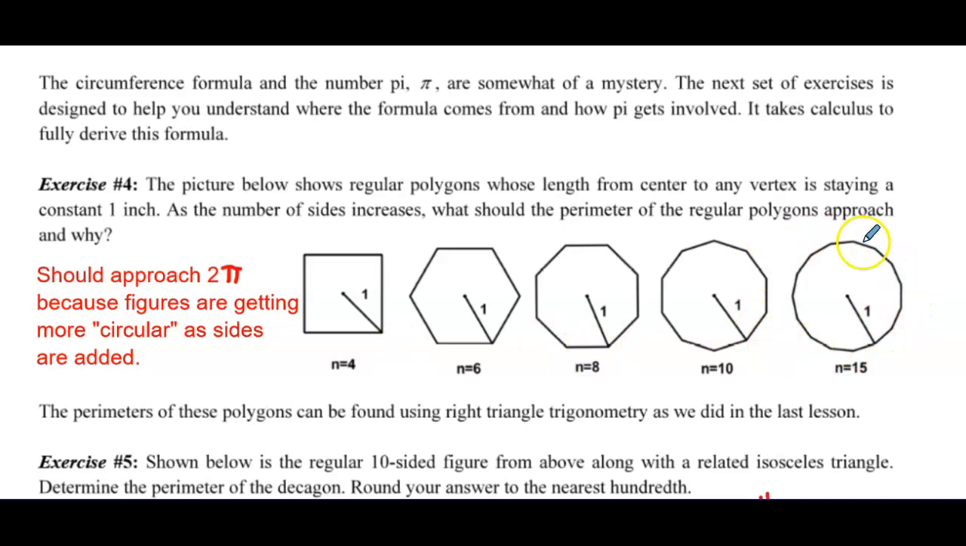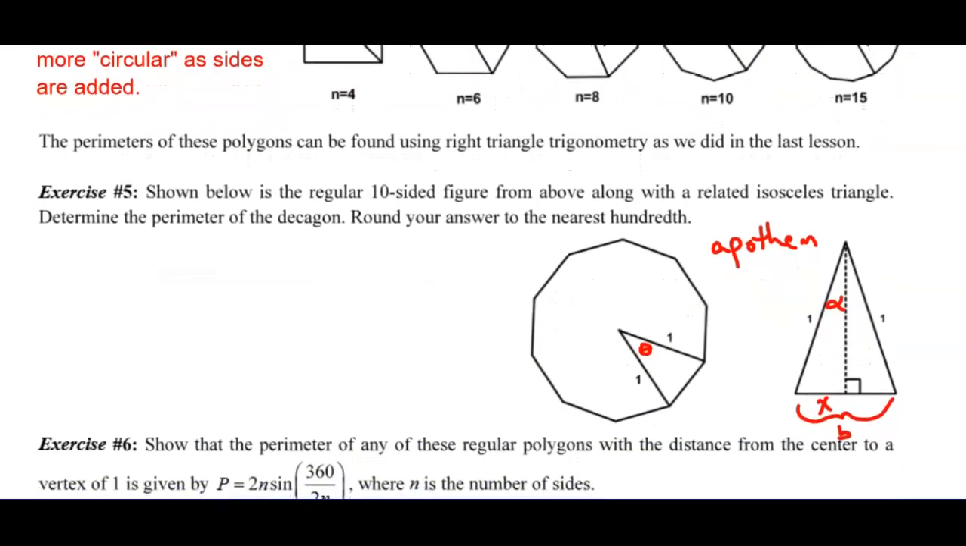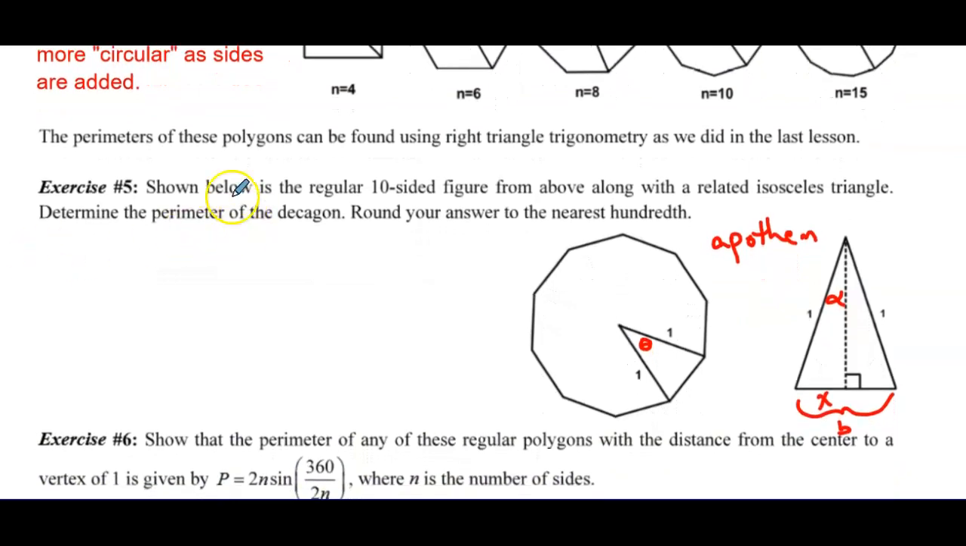And you can see this 15-gon is nearly circular already. The more sides I add, the harder it would be for you to even tell that it's a polygon and not a circle. So if we use some right triangle trigonometry, we can work through this. Shown below, we have a 10-sided figure from above. A related isosceles triangle is drawn next to it. Determine the perimeter of the decagon.